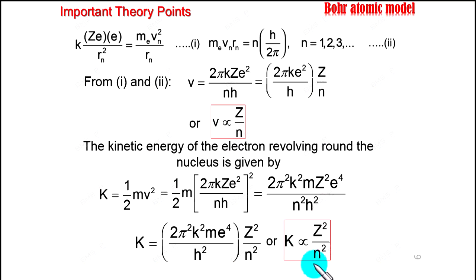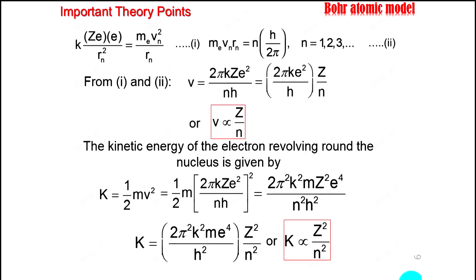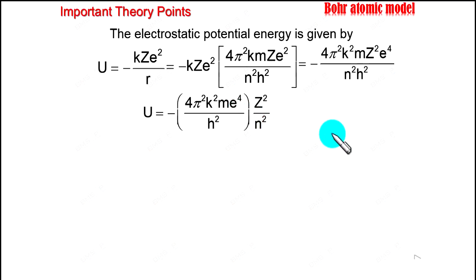Here you can observe kinetic energy is 2 pi square k square m e to the power 4 divided by h square, and here this is 4. That means this potential energy is minus 2 times the kinetic energy, this term. So, here we can write U equal to minus 2K, right.